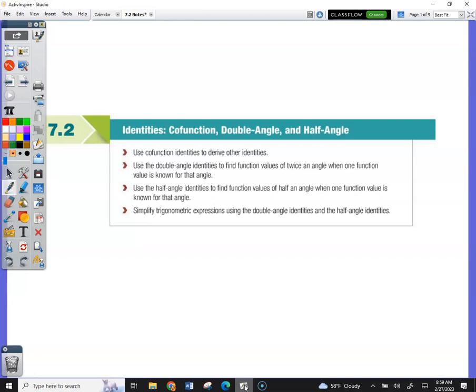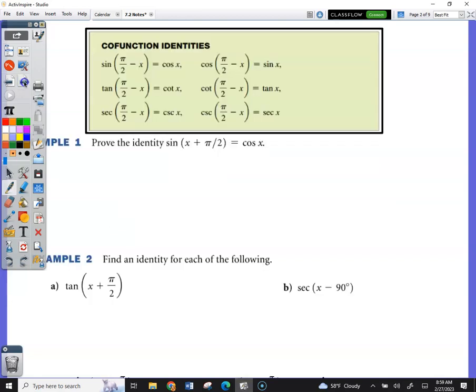The cofunction one, you'll see that in a second. Open your notes. This is exactly the same approach as the end of 7.1, which was where we were having to take the sine and cosine sum and difference formulas and apply them. This is the same concept. It's just now it's a cofunction, or a half angle, or a double angle.